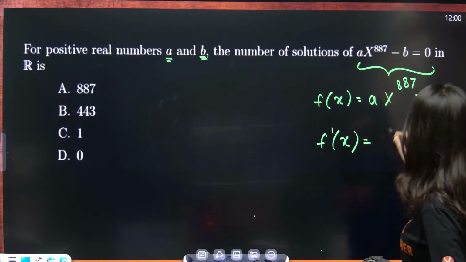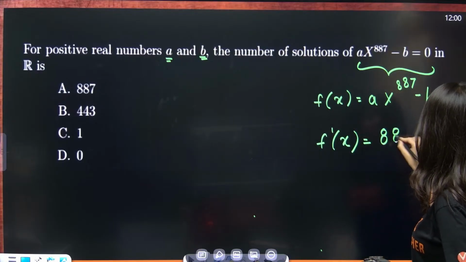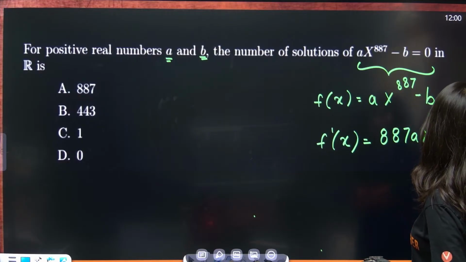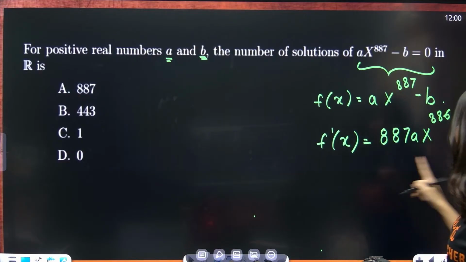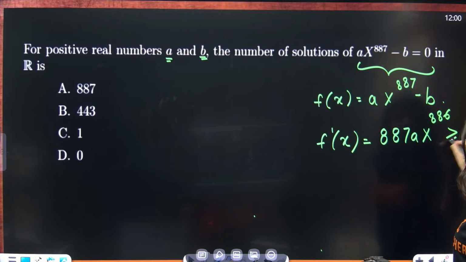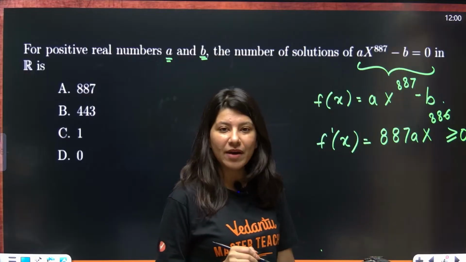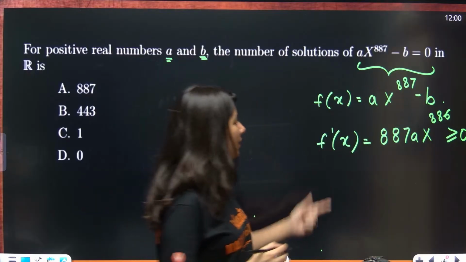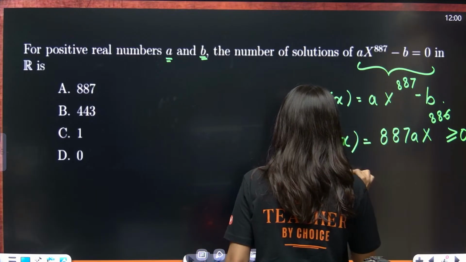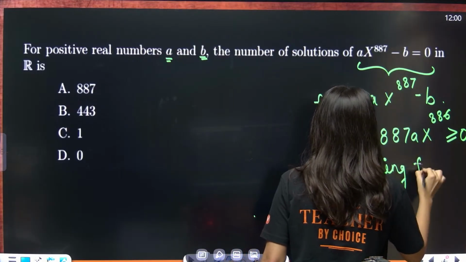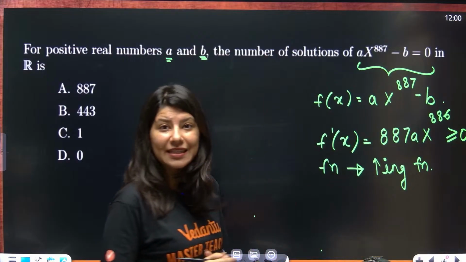Now this is 887 a x power 886. Can you see that f dash x will always be greater than or equal to 0 because of this even power? Yes or no? What does that mean? The function is an increasing function, everybody. The function is an increasing function, right?